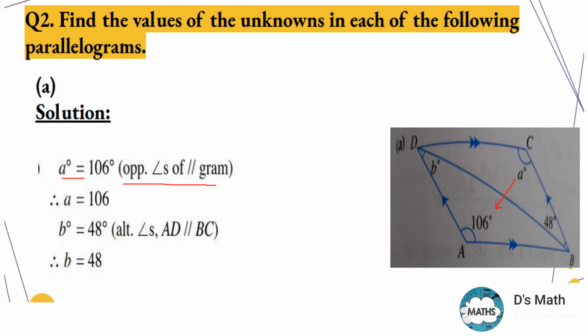Now the second point is B. As the line DB is the line that is passing through two parallel lines, that means 48 is alternate to B. B degree is equals to 48, and what is the reason? Alternate angles, as AD is parallel to BC and AB is parallel to CD. So here we have the answer B is equals to 48.